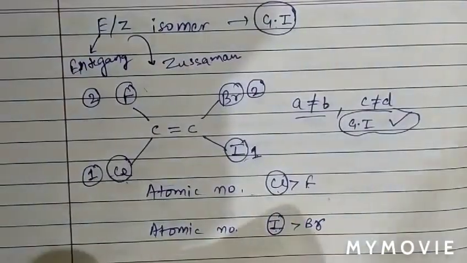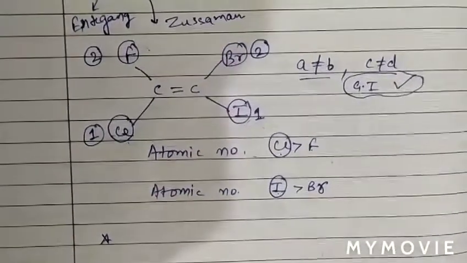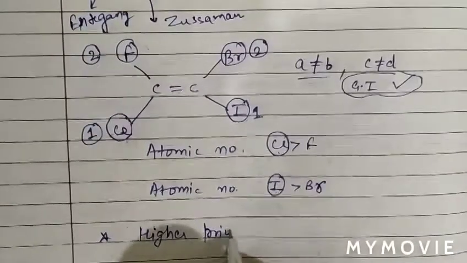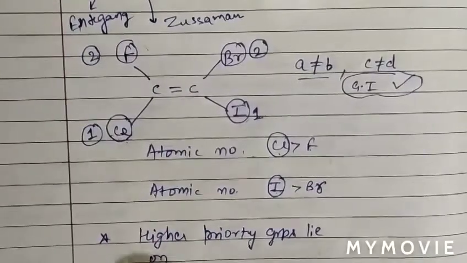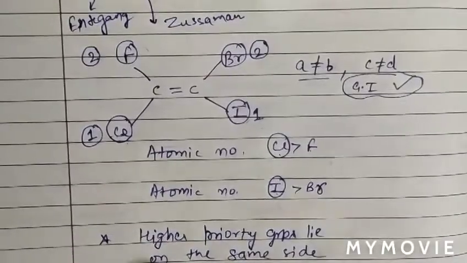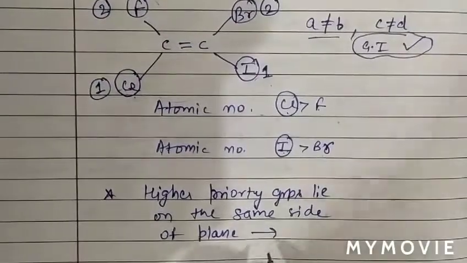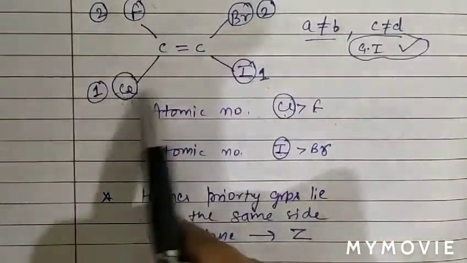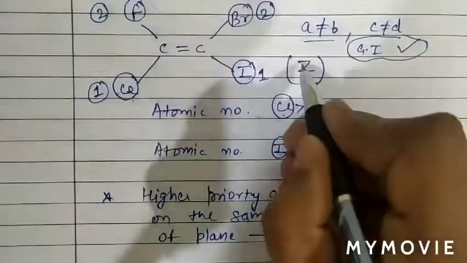Now we can see the higher priority groups lie on the same side. If higher priority groups lie on the same side of the plane, then we call it the Z isomer. So in this case, two higher priority groups lie on the same side of the plane, so this isomer is a Z isomer.